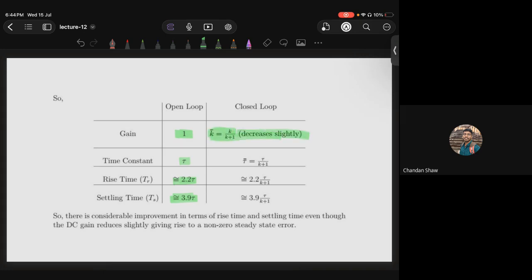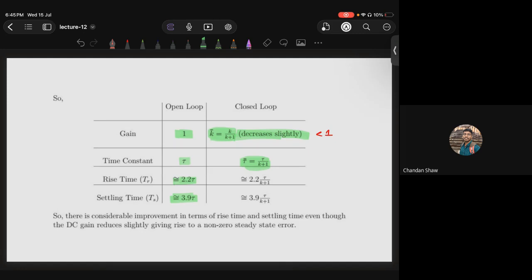Okay, controller K. So what happened here with open loop, the gain is 1. With the closed loop, the gain is what? K by K plus 1, which is always less than 1. Correct? Yes, sir. Second, time constant is tau. Here, you can change the time constant by properly choosing the value of K.